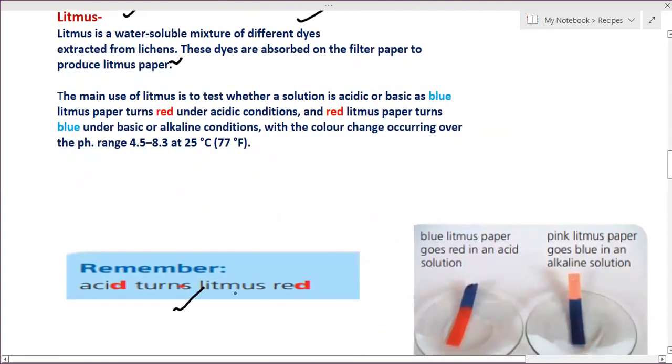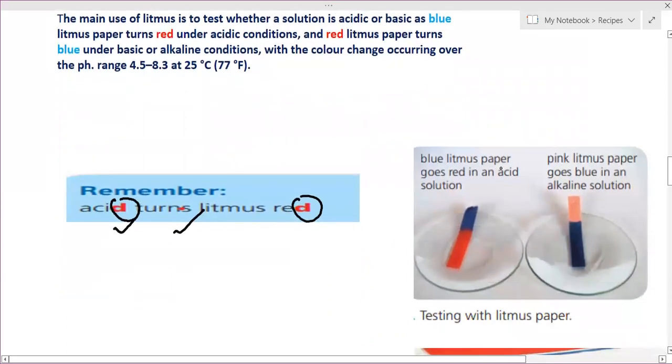Remember, acid turns litmus red. We can remember it from the A of acid and the R of red. See, blue litmus paper goes red in an acid solution. This is blue litmus paper. It goes red in acid solution, and pink litmus paper goes blue in alkali solution.